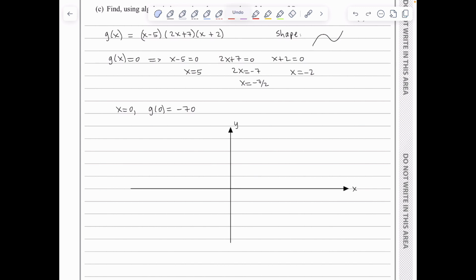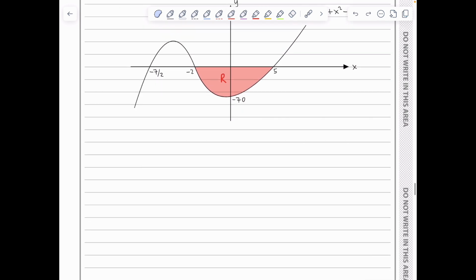We've got the axis here. This is the sketch of the curve, and we're trying to find the region shaded here. It's the region R. I'll be using integration, so we will be integrating from negative 2 up to 5. The expanded form of g of x is 2x cubed plus x squared minus 41x minus 70.